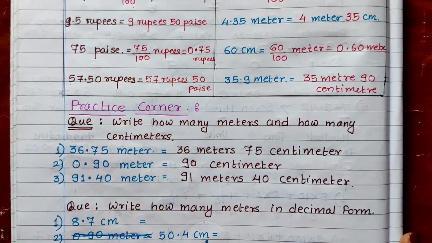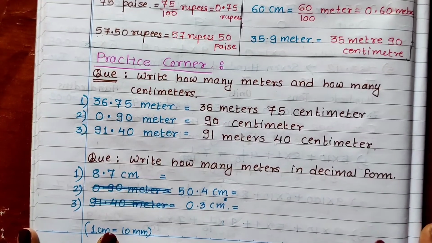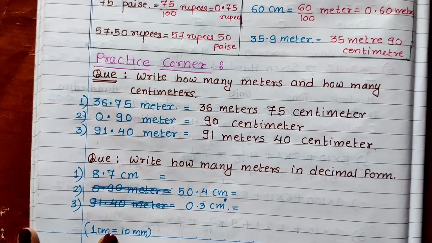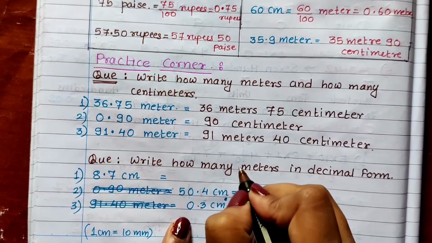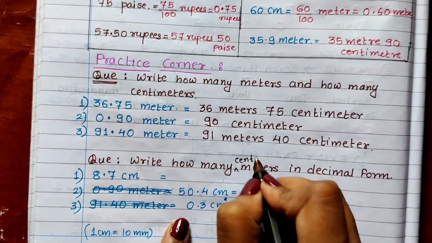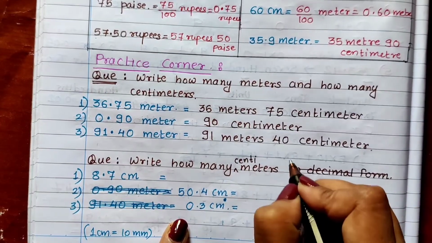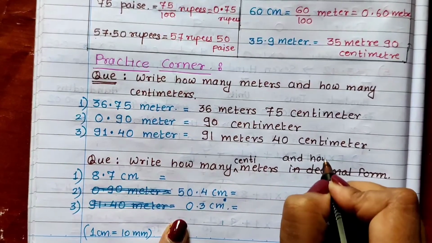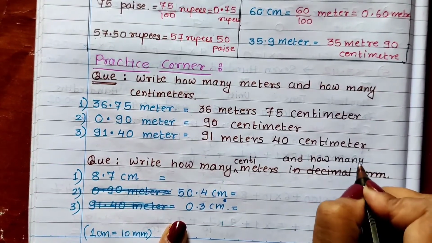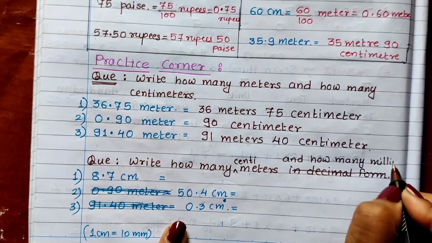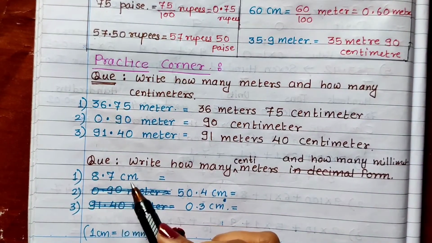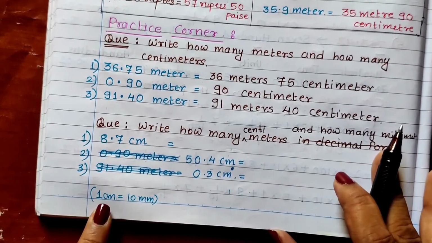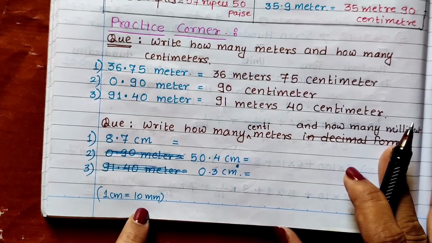Okay, now let us see the next question. Write how many centimeters and how many millimeters. So we write here 8.7 cm in centimeter, and we all know 1 centimeter is equal to 10 mm, millimeter.